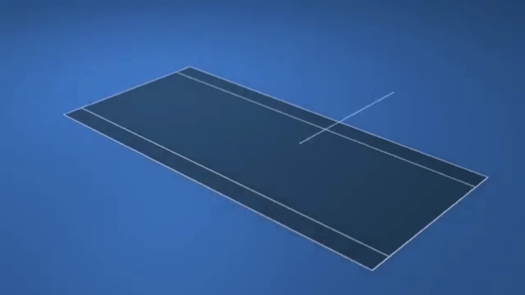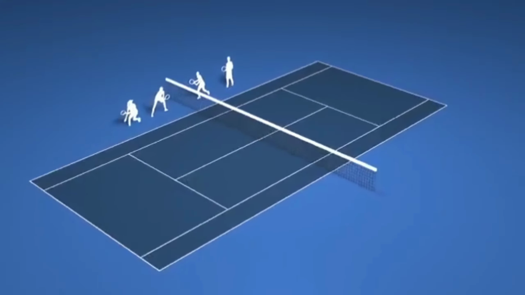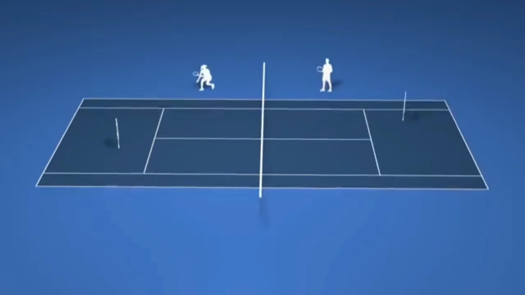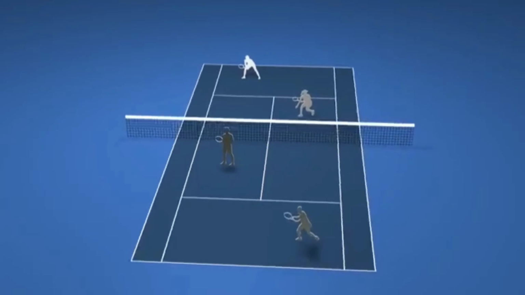This is a rectangle, and now it's a tennis court. Tennis can be played between 2 or 4 people. Playing in singles is called singles. Playing in doubles is called doubles.